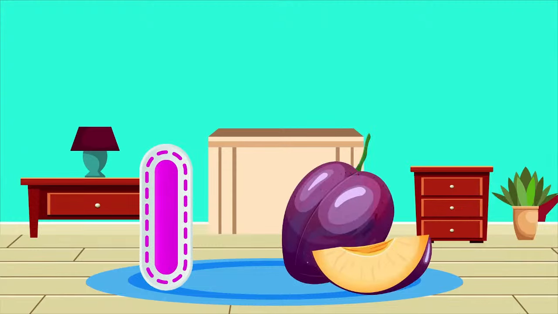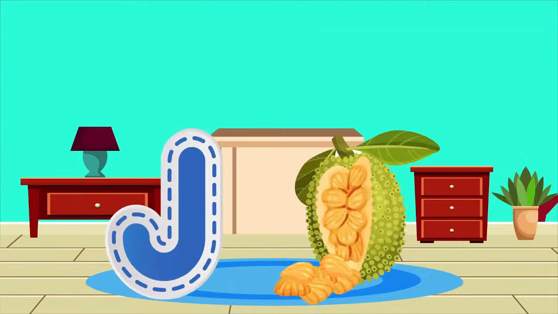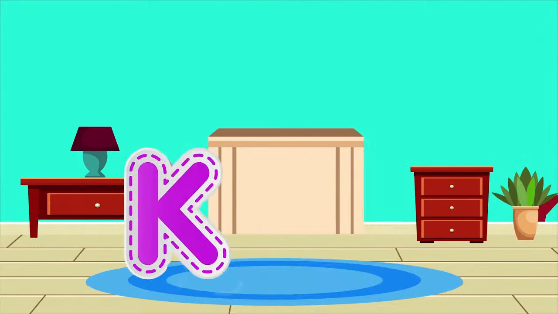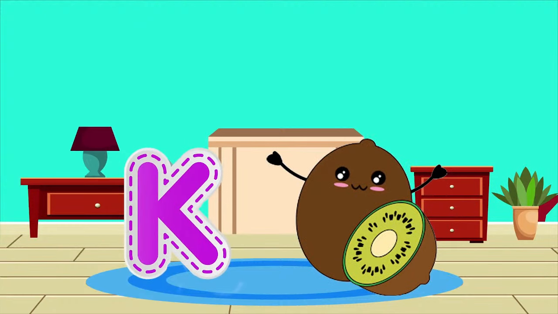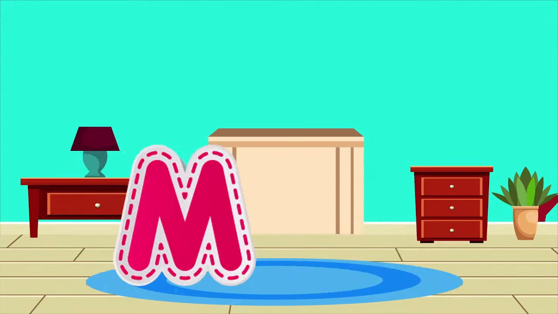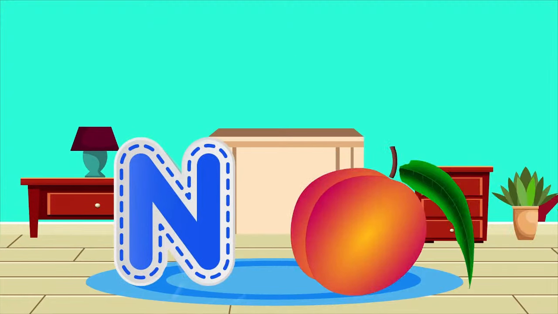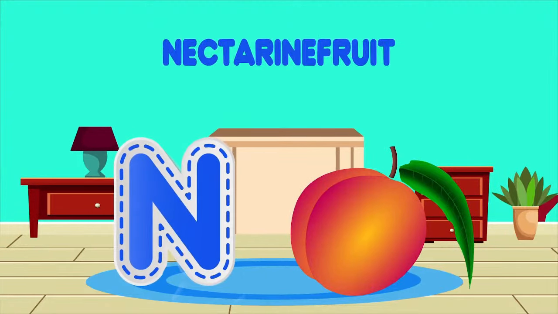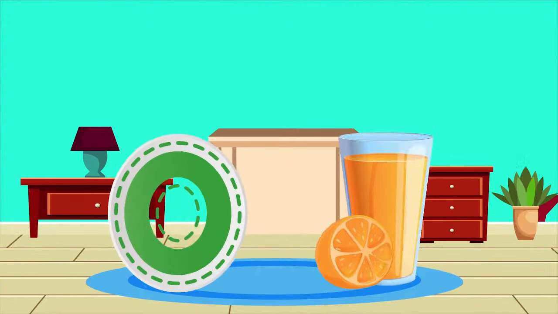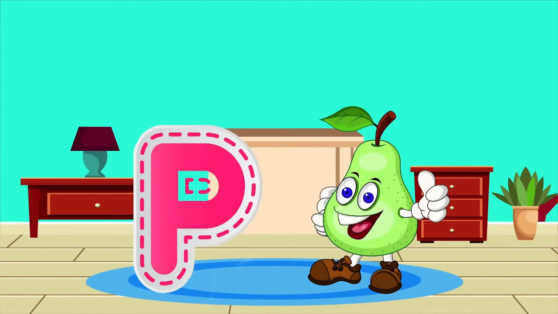I is for illawarra plum. J is for jackfruit. K is for kiwi. L is for lemons. M is for mango. N is for nectarine fruit. O is for oranges. P is for pears.